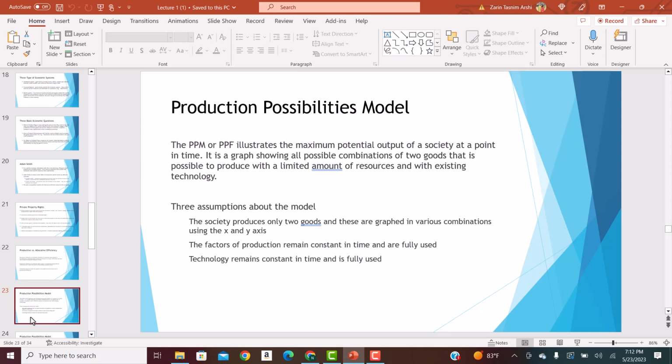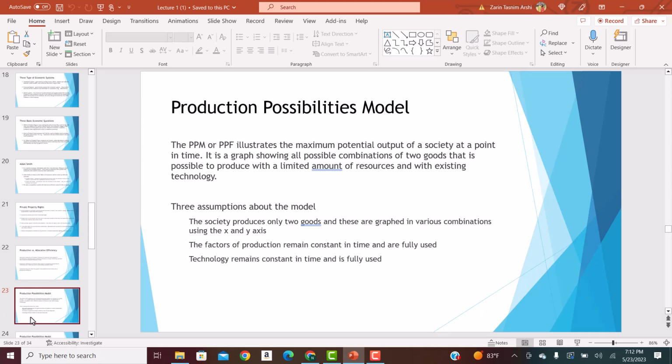Okay, so we make three assumptions when we look into this diagram. First, the society only produces two goods or two services. So we can only look at two goods at a time. Okay, so we can only look at two goods: clothing and computers, or let's say food and crops, or timber and forest. So it can be two goods at a time.